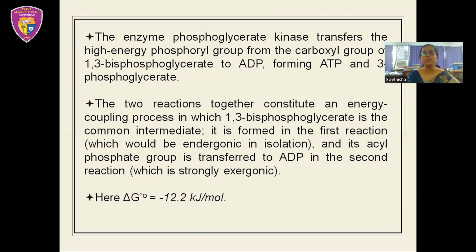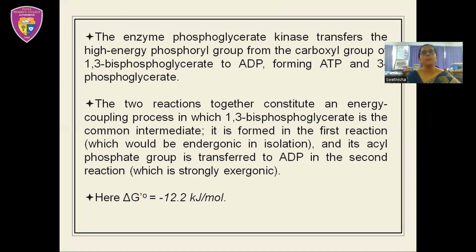Here you can see there is an energy coupling process in which 1,3-bisphosphoglycerate is a common intermediate. It is formed in the first reaction, which is endergonic in isolation, that is, it requires a certain amount of high energy for this reaction to take place. The system requires a certain amount of energy input for formation of 1,3-bisphosphoglycerate. So this is the first step. And the second step is where the acyl phosphate group at carbon 1 of 1,3-bisphosphoglycerate is transferred to ADP, and this is a strongly exergonic reaction.